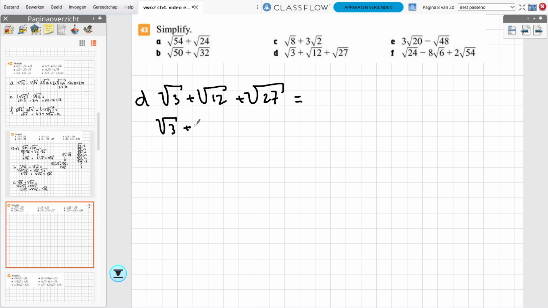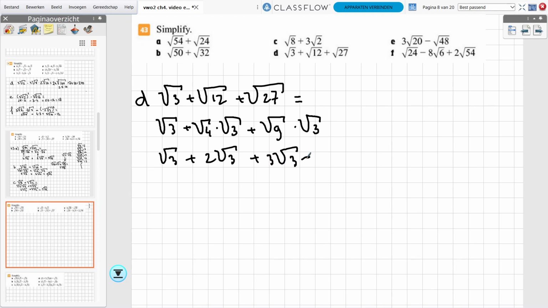Root 3 is so small I cannot factorize it. But root 12 is the same as root 4 times 3. 4 times 3 is 12. Root 4 I can calculate. And root 27 is the same as root 9 times root 3. And again, this works because now I get root 3 plus root 4 calculated is 2 root 3, plus root 9 calculated is 3 root 3. 1 root 3 plus 2 root 3 plus 3 root 3 is 6 root 3.